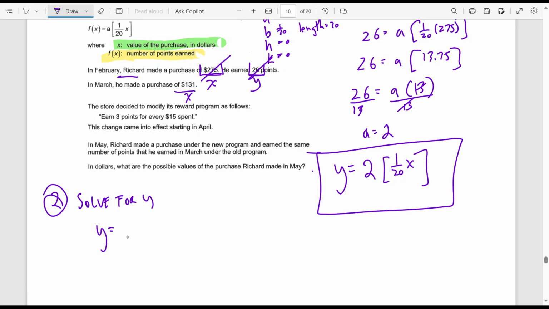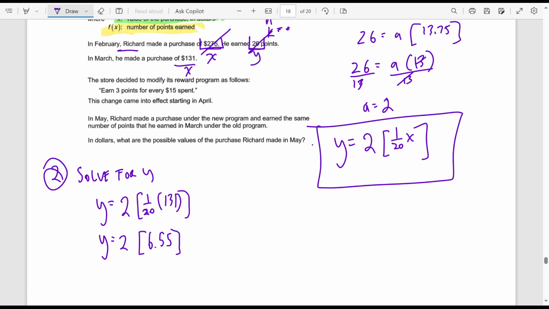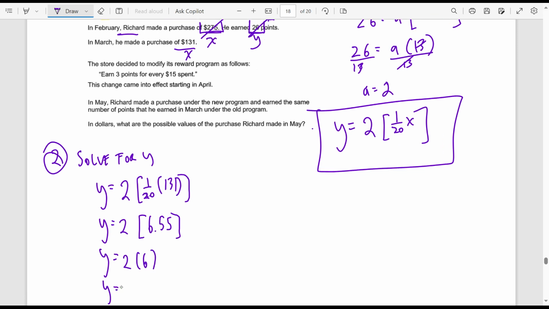So Y will be equal to 2 times 1/20th. That didn't change. A and B didn't change. But the X is now 131. I'm just going to solve for that. So 131 times 1/20th, and that's going to give me something like Y is equal to 2 times 6.55. I will execute those brackets and round down and know that my Y value here is 12.